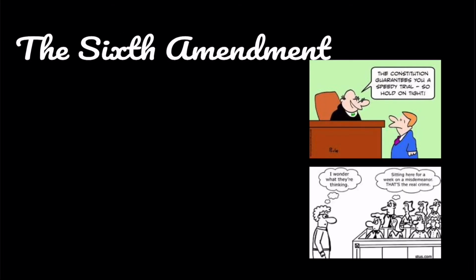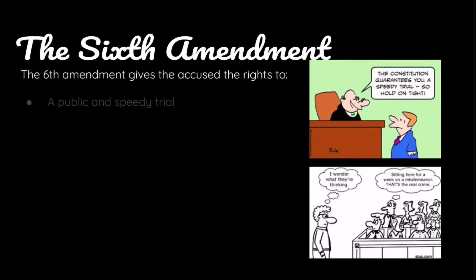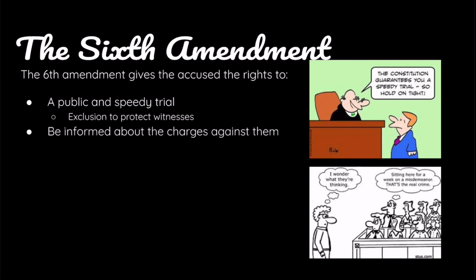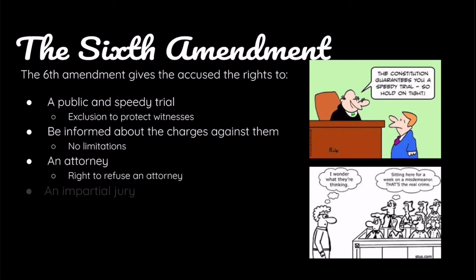The Sixth Amendment. The Sixth Amendment gives the accused the rights to a public and speedy trial. There may be exclusion to protect witnesses. The right to be informed about the charges against them. There are no limitations. The right to an attorney. You have the right to refuse an attorney. An impartial jury. There are no limitations.